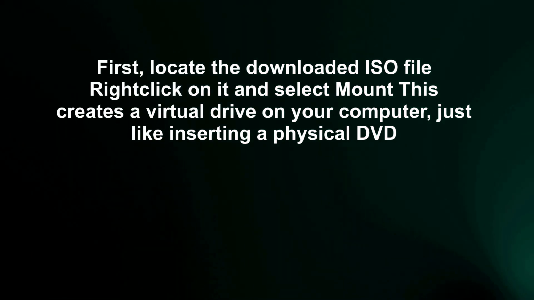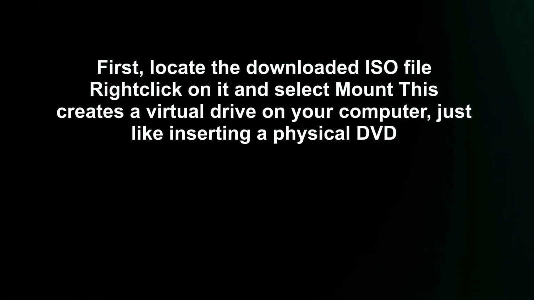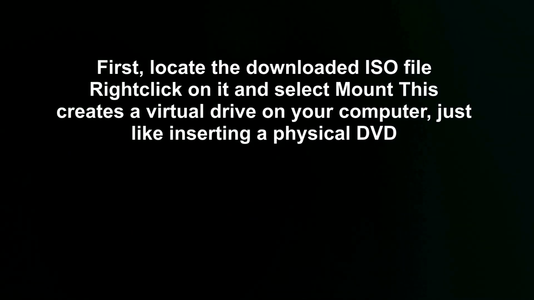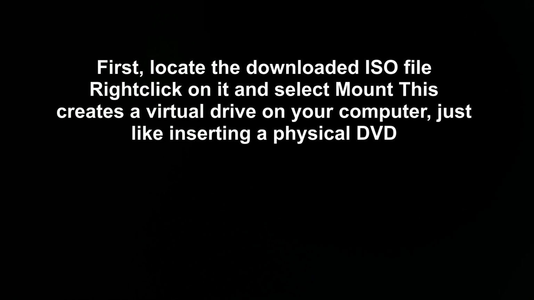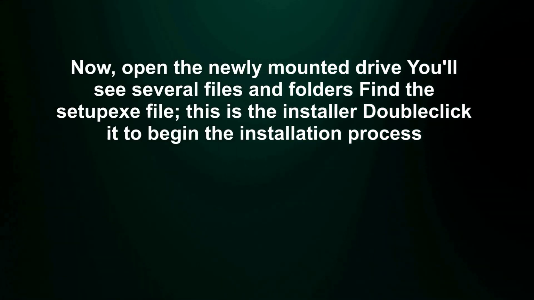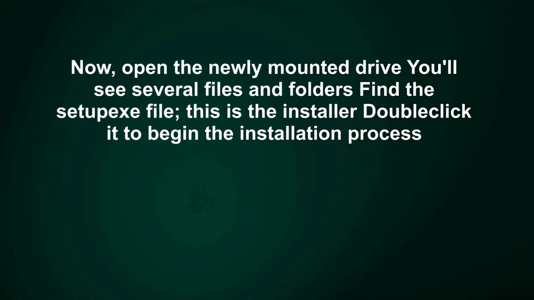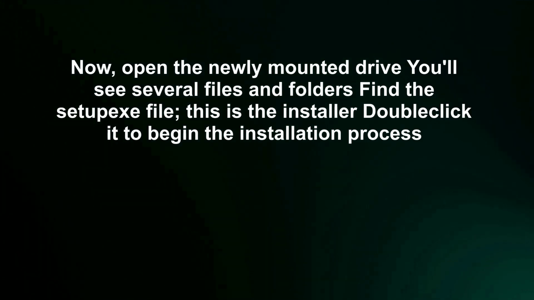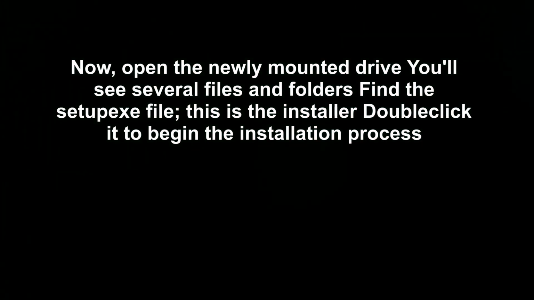First, locate the downloaded ISO file, right-click on it and select Mount. This creates a virtual drive on your computer, just like inserting a physical DVD. Now, open the newly mounted drive. You'll see several files and folders. Find the setup.exe file. This is the installer. Double-click it to begin the installation process.